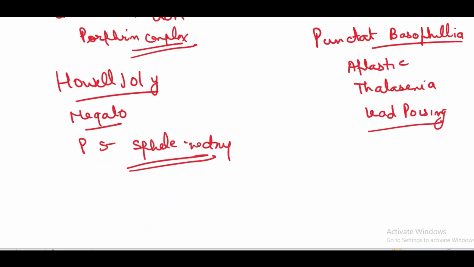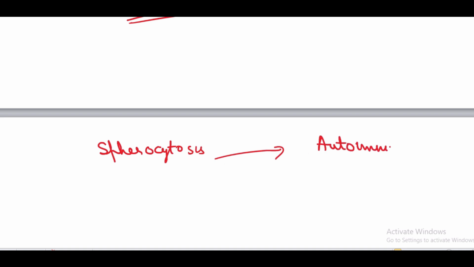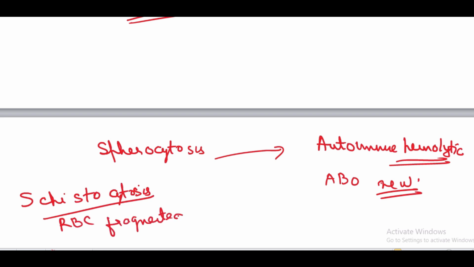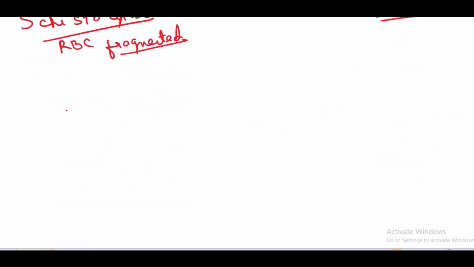Spherocytosis: the RBCs are spherical instead of the normal biconcave shape. It is seen in autoimmune hemolytic anemia and ABO hemolytic disease of the newborn. Schizocytosis means the RBCs are fragmented. It is seen in conditions like thalassemia, megaloblastic anemia, iron deficiency anemia, etc.